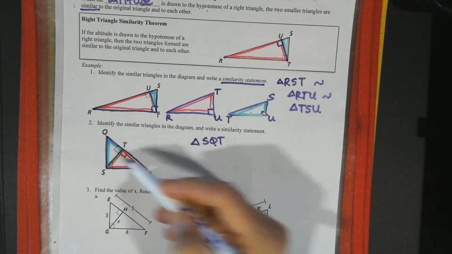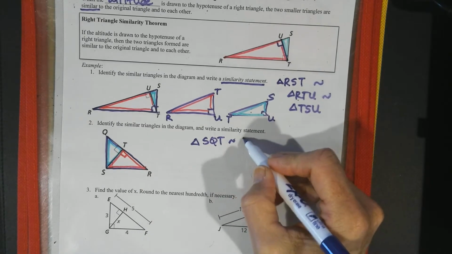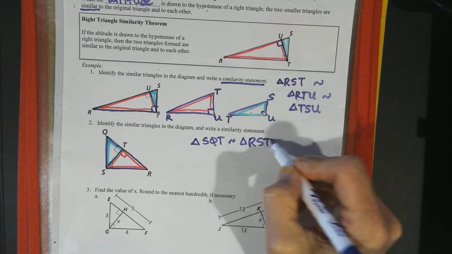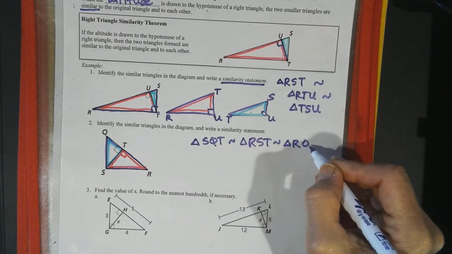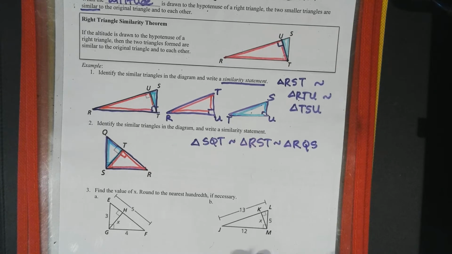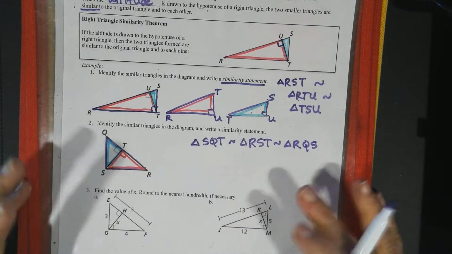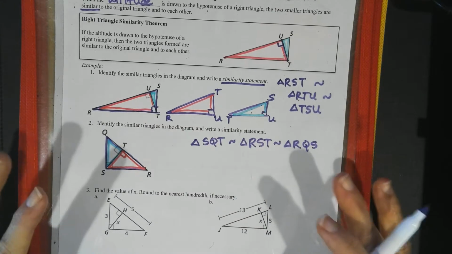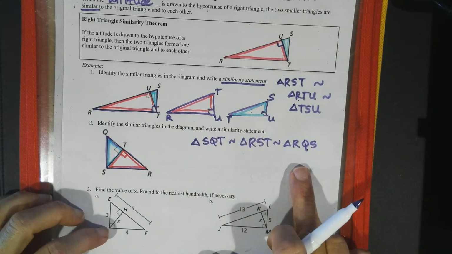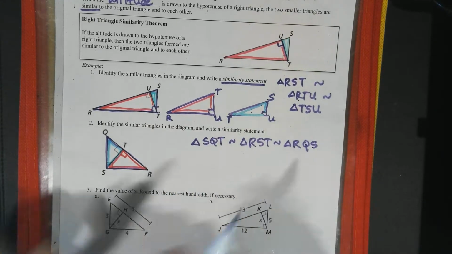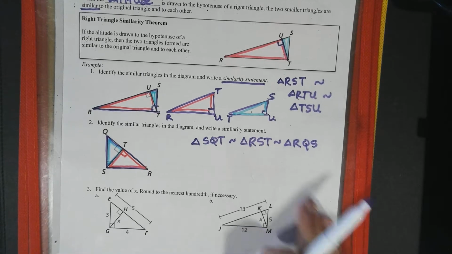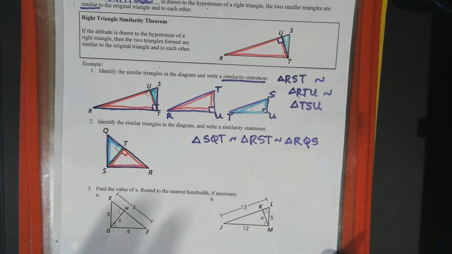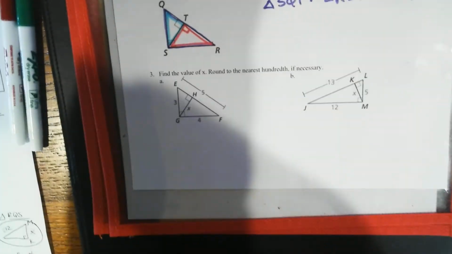And then I can write SQT is similar to RST, and that's similar to RQS. Now, for the sake of time, because these would take too long, redraw them here if you need to, but you'll see that those are in the same directions. So, the way we're going to use this then is we're going to actually do problems with it.